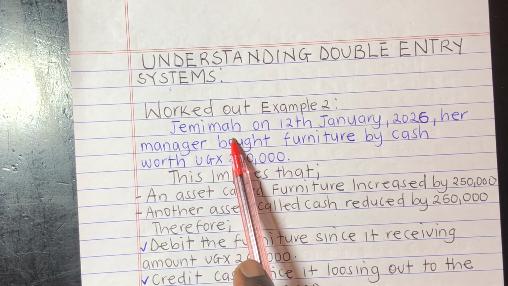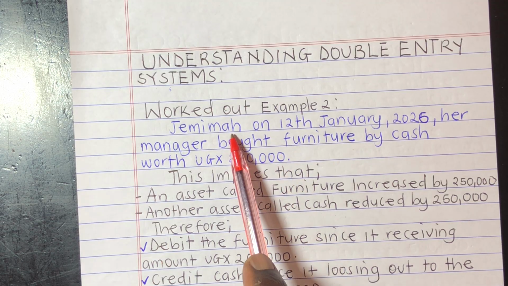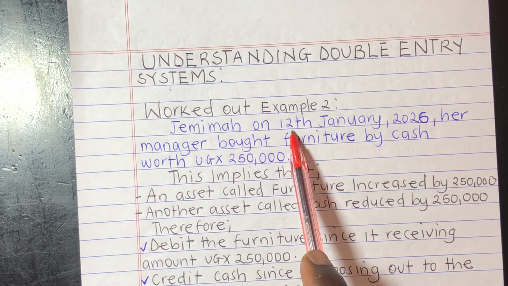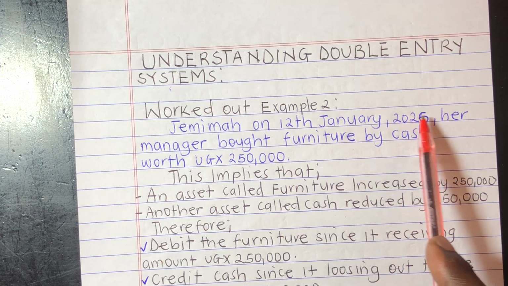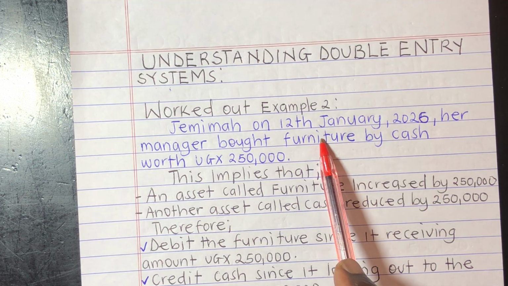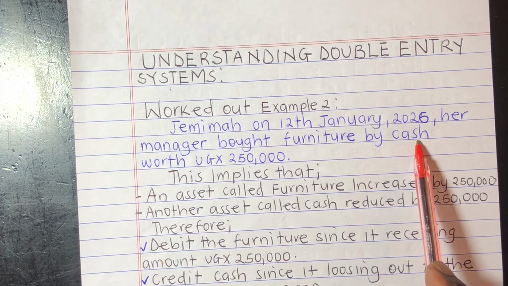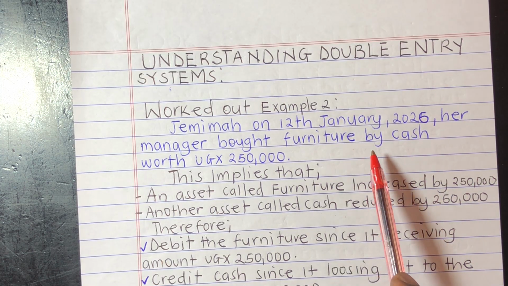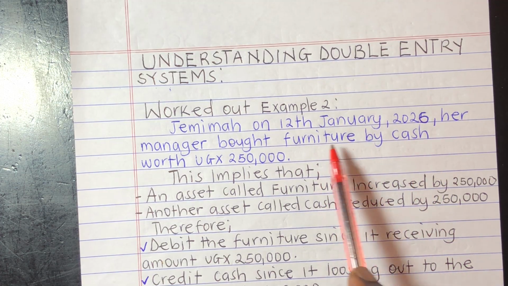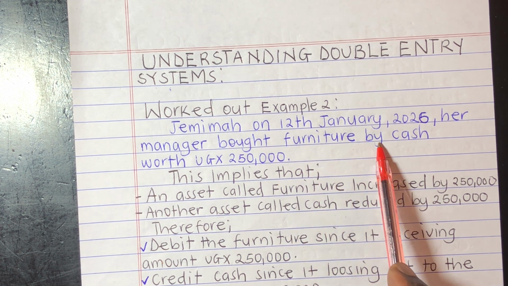Now we said that you first begin with identifying the accounts in the transaction. Here we have Jemima, on 1st January 2026, her manager bought furniture by cash. Now we have furniture, meaning we have two accounts here. We have the furniture account and the cash account. So we begin by identifying the accounts, and then ask yourself which account is gaining and which account is losing out money. And then we're going to use our table to ascertain which account is to be debited and which account is to be credited.